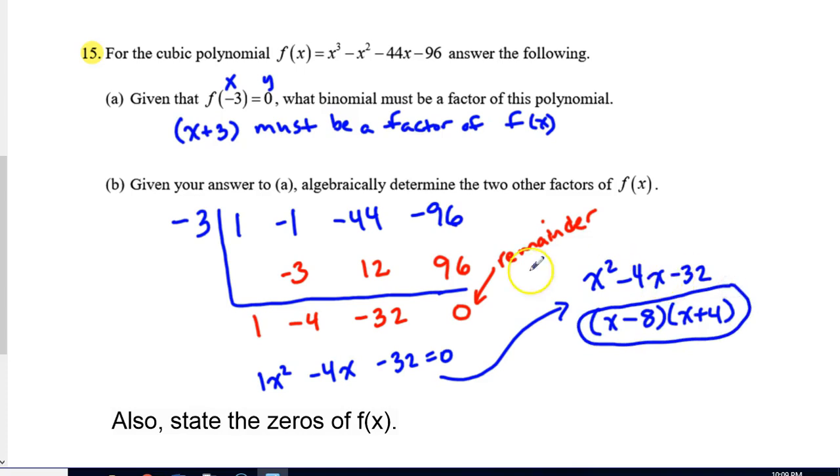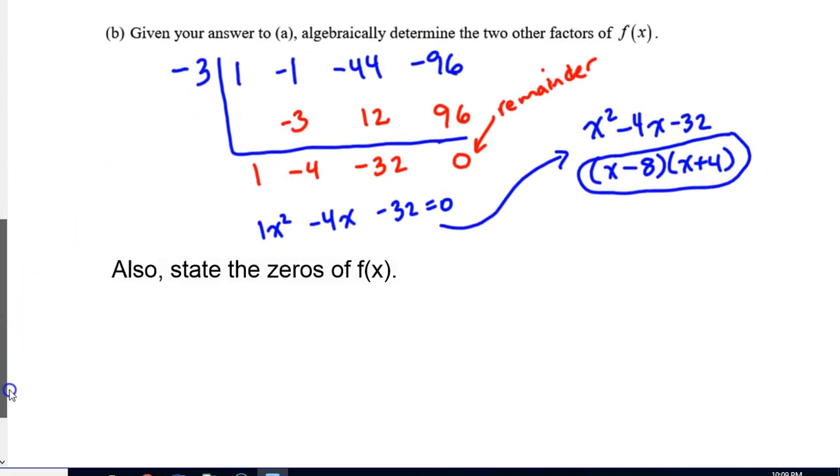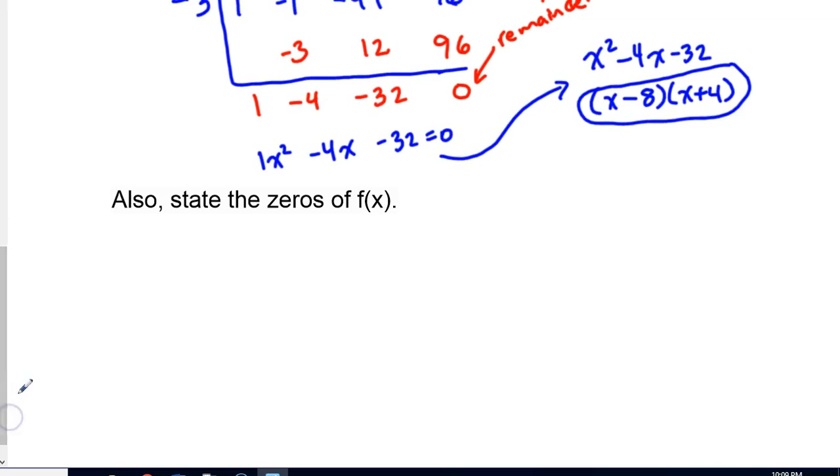Okay. So I want to just tuck one little additional question in here that wasn't on your sheet. So find a little space somewhere and state the zeros of f of x. So again, the zeros are the x values that make y equals 0. Okay. So we'd have something like our 3 factors. Don't forget we had an x plus 3 factor early on, and then those two we just found.